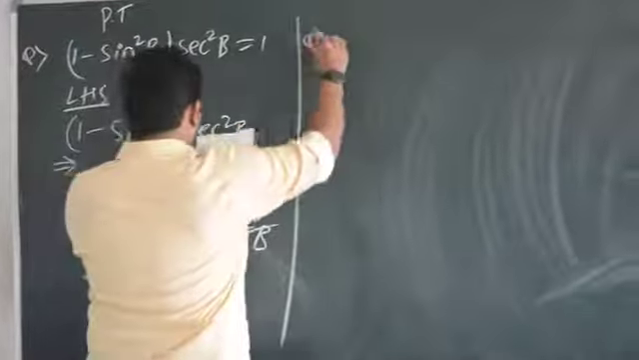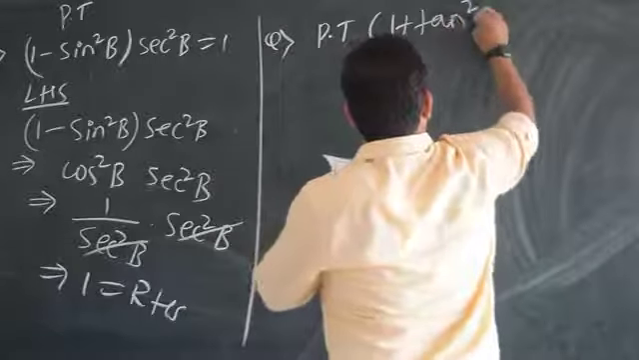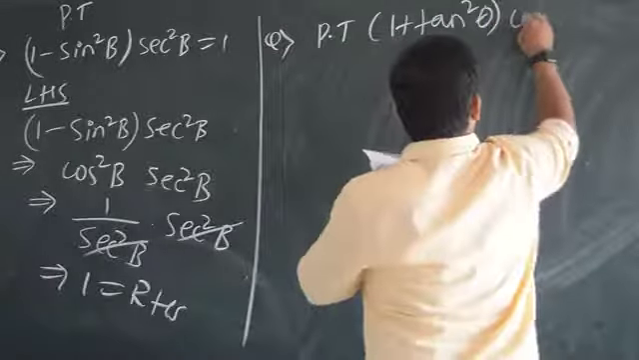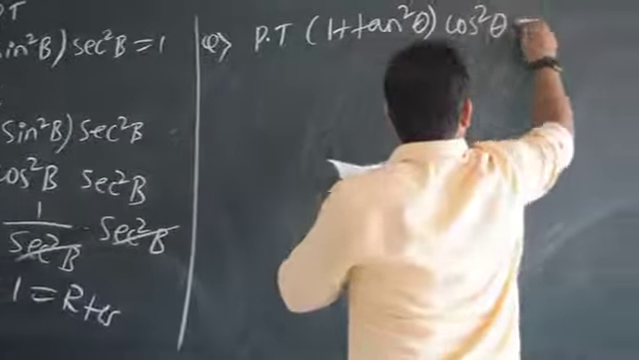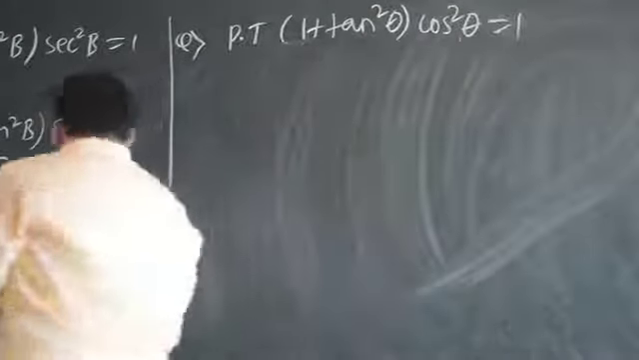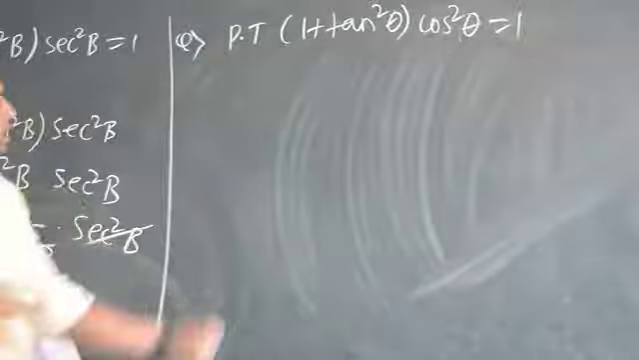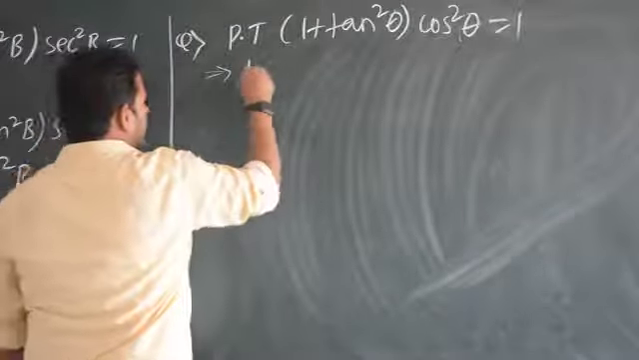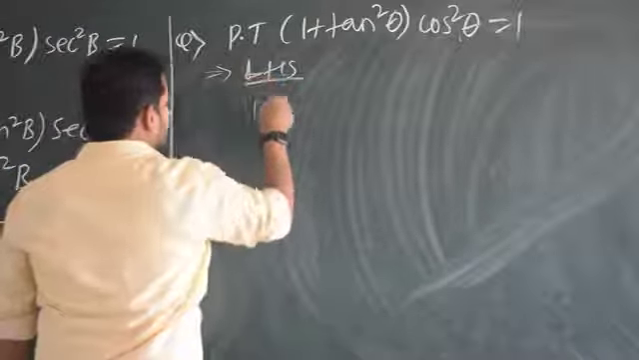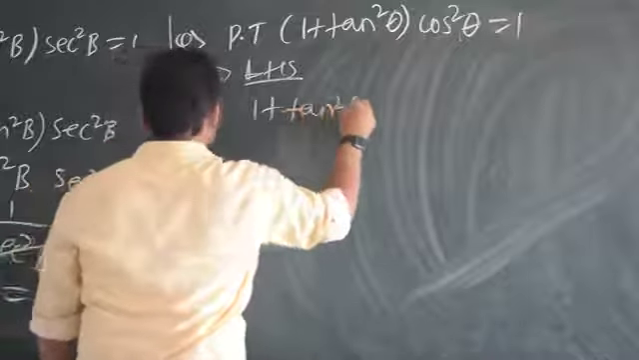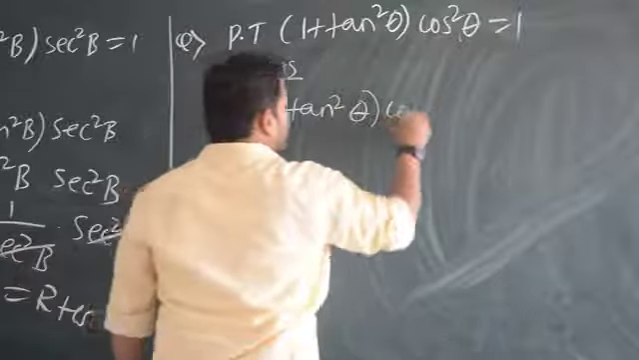What is the next question? Prove that 1 plus tan square theta into cos square theta is equal to 1. Solve it. Very simple. How will you do it? Again LHS. You have to take it as LHS. What is LHS? 1 plus tan square theta into cos square theta.